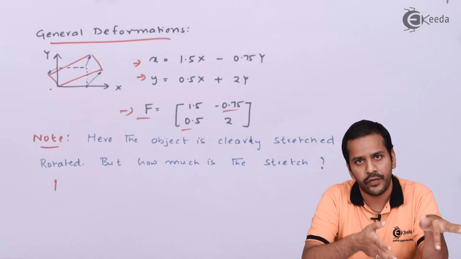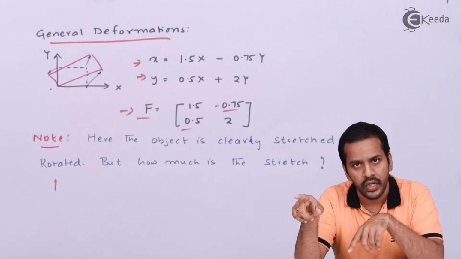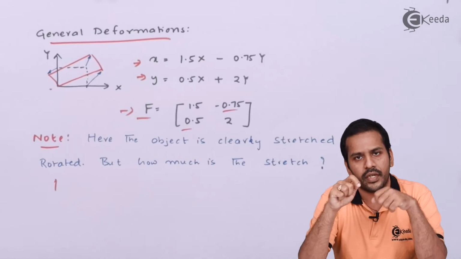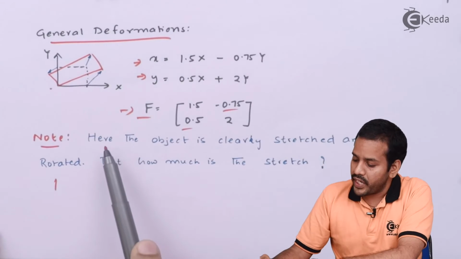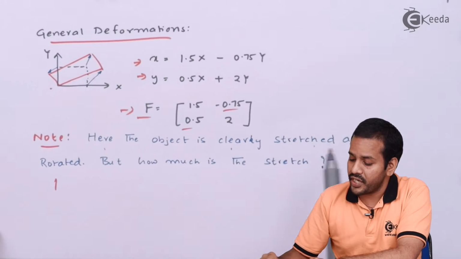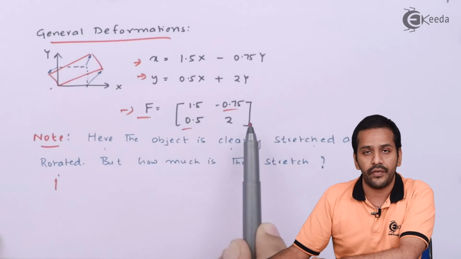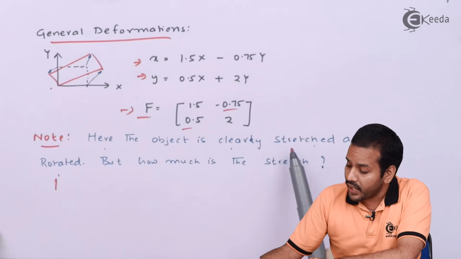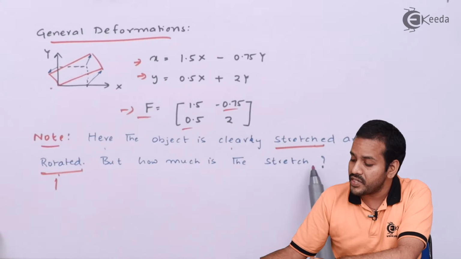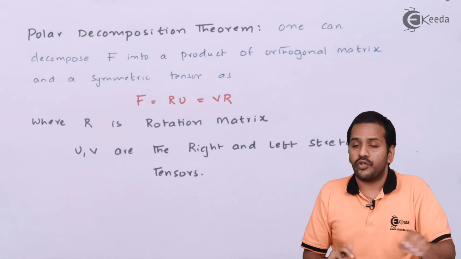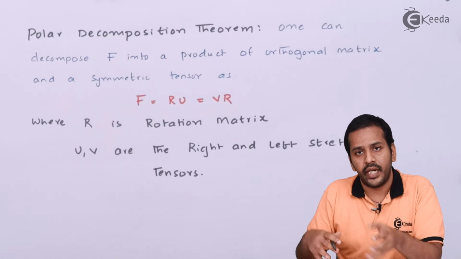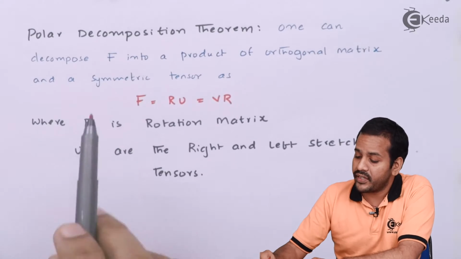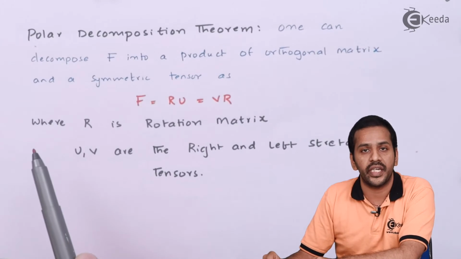So that is one part of deformation gradient. The other part of deformation gradient goes with stretching, simple shear or pure shear. So here the object is clearly stretched and rotated. If you see this general deformation, the object is clearly stretched and rotated, but how much is the stretch? That is the question. So to know how much is the rotation part and how much is the stretch part, there is a theorem called polar decomposition theorem.